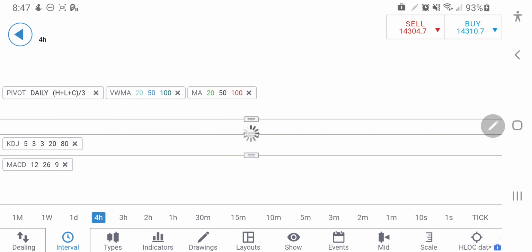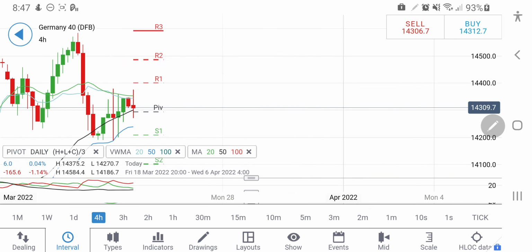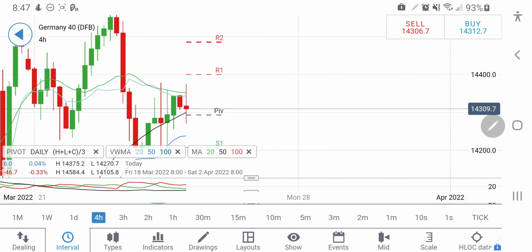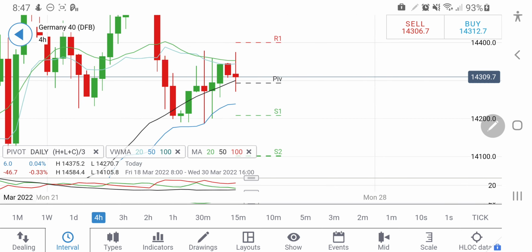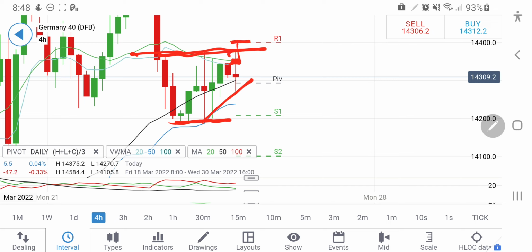Now look at the 4-hour charts. On the 4-hour charts too, more or less it is trying to convey the same thing. And yes, this is a consolidation happening. Here is the support at 14180, higher lows. The highs here are very much limited at the 14380 zone. For the day, the 14360, 14380 zone is going to be important. If it breaks, then 14400, and beyond 14400, definitely it will fly.